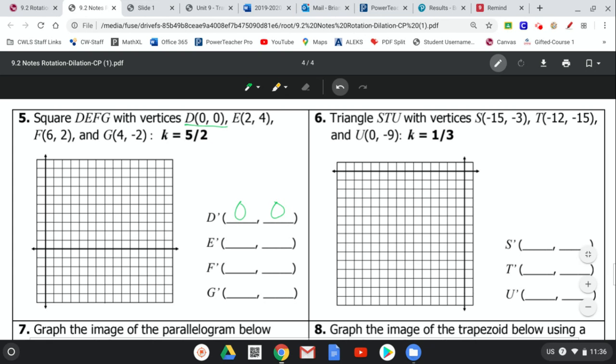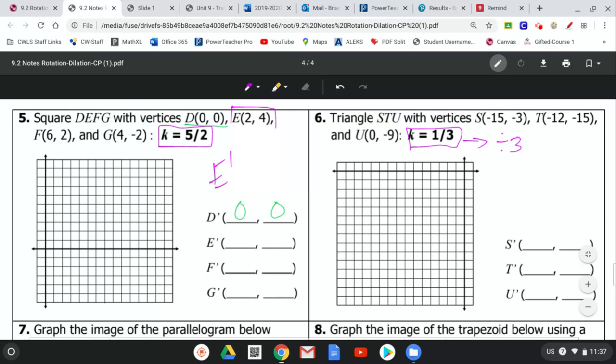Now, for the rest of them, we are going to go through, okay? So if we move on to the next one, E is at 2, 4. What we're going to do is K is 5 halves. That's a little bit different, okay? That's not like 1/3 over here in number 6, where we can really just divide by 3 for all 3 of those values. This one's 5 halves.